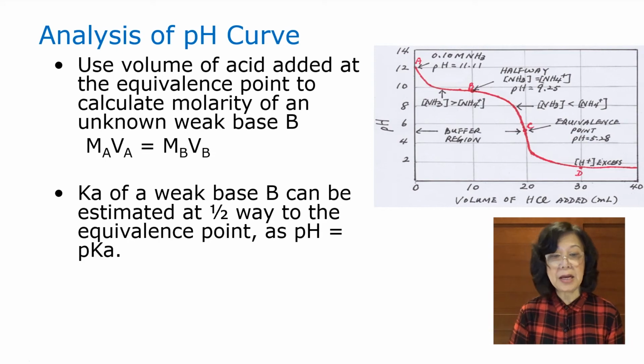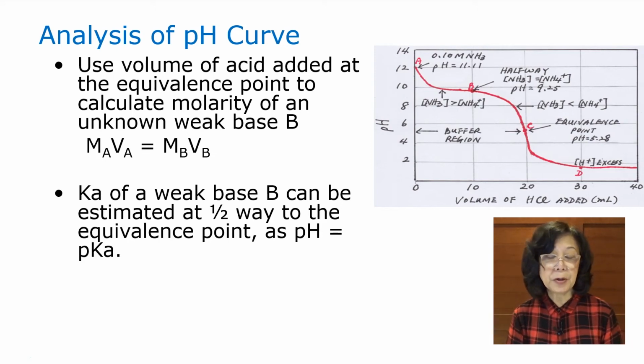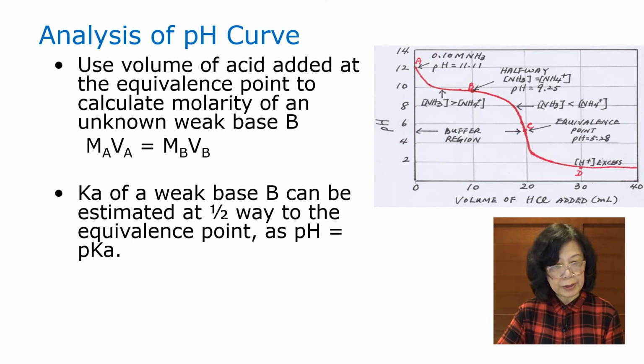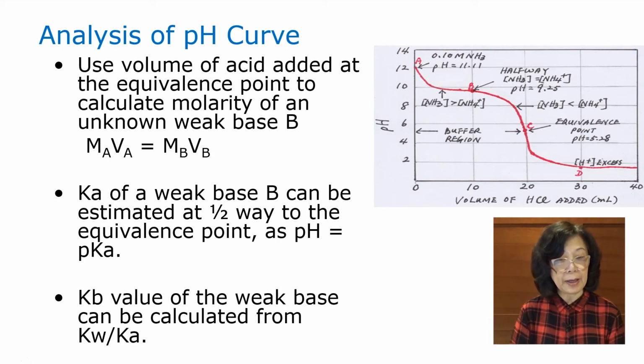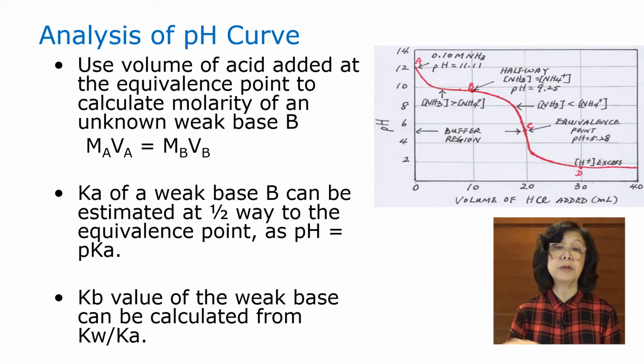We can also estimate the Ka value of the conjugate acid of the weak base ammonia from the curve at halfway to the equivalence point, which is about between 9 and 10. And at that point, pH is equal to pKa. Furthermore, we can then use Kw divided by Ka to find the Kb value of the weak base.